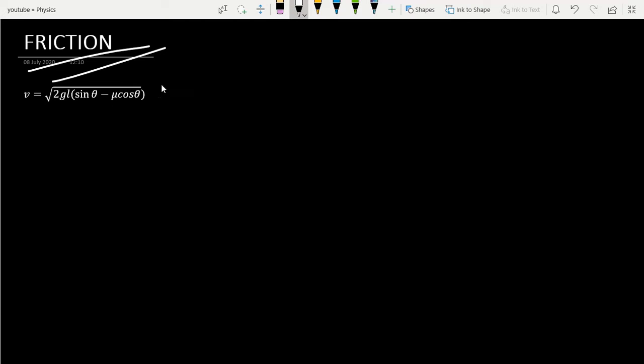So in the last video we had seen what friction is, the types of friction, and also the formula of friction. So today we're going to see friction on an inclined surface.